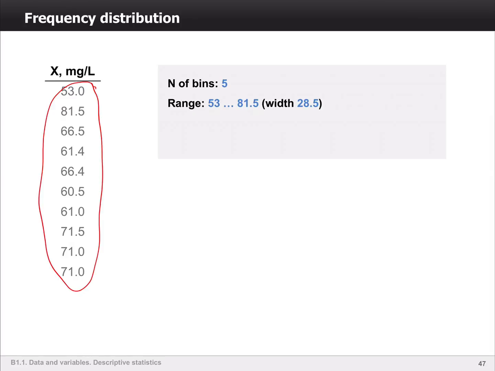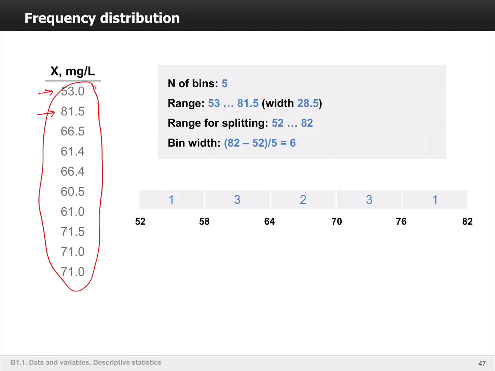Okay. Then the range. The minimum value is 53. It's this one. And the maximum value is 81.5. It's this one. So that's the range. But I would like to take a little bit wider. So let's say I will take 52 and 82, just to make the splitting a little bit easier. So that will be our range. We know that the length of this range is 30, 82 minus 52. So if we would like to get 5 bins, it means that the length of each bin will be 6 milligrams per liter. Okay. Now I can make a table like this. So these are the boundaries for each of the intervals.